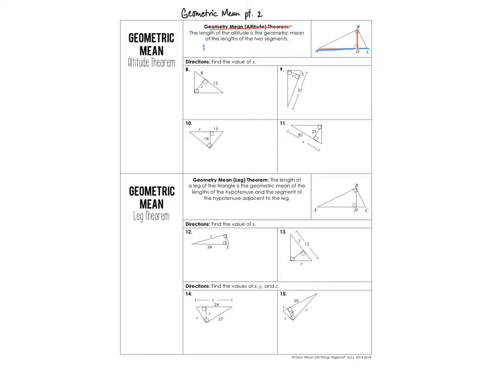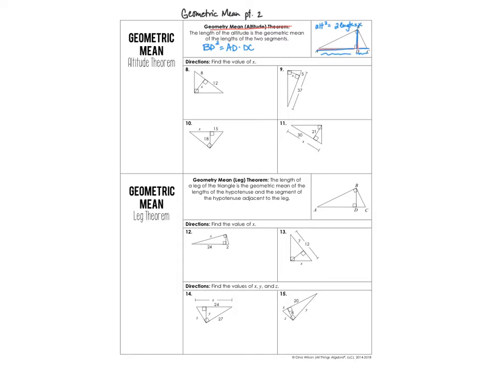In this case, BD squared, so the altitude squared equals AD times DC. So equals the two lengths multiplied.